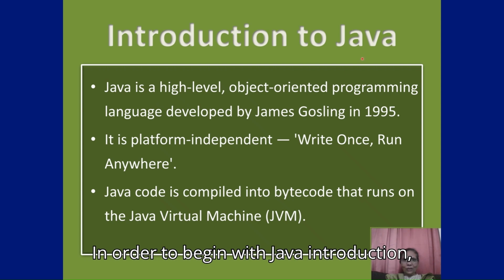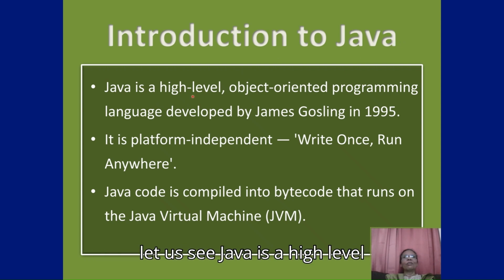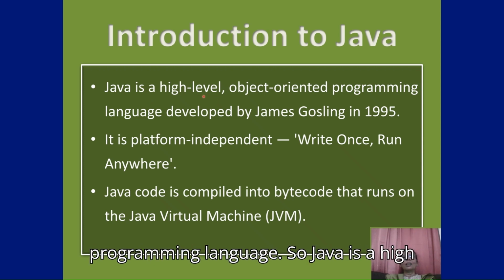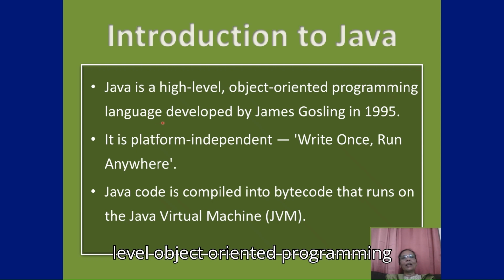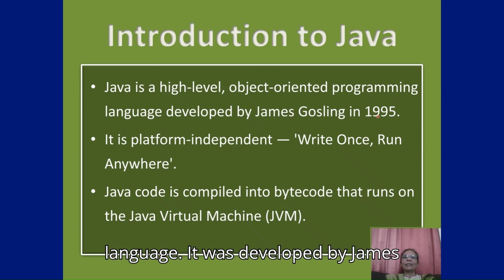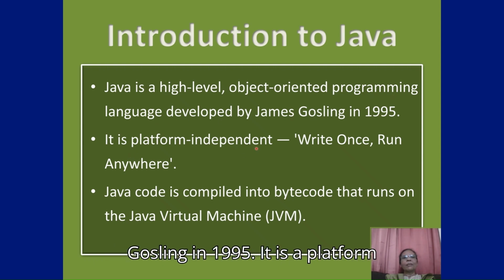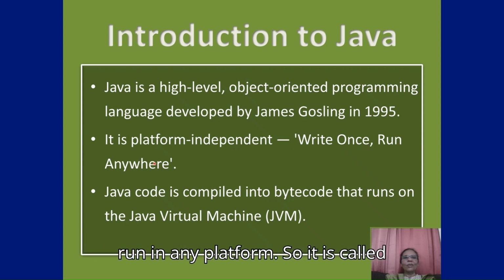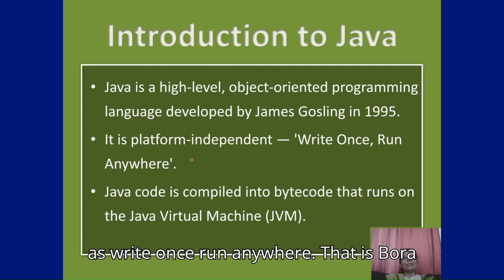In order to begin with the Java introduction, let us see. Java is a high-level language. It is an object-oriented programming language. It was developed by James Gosling in 1995. It is platform independent. The code written once can run on any platform. So it is called write once, run anywhere.